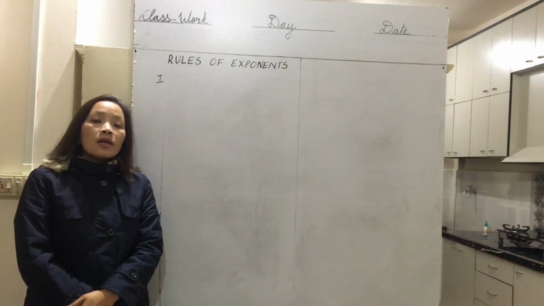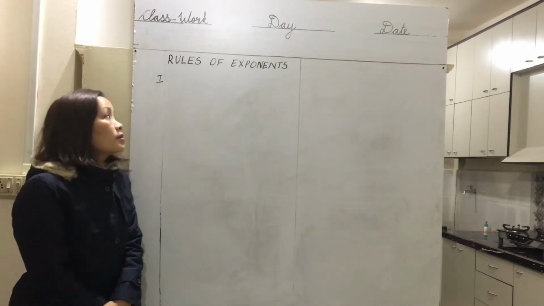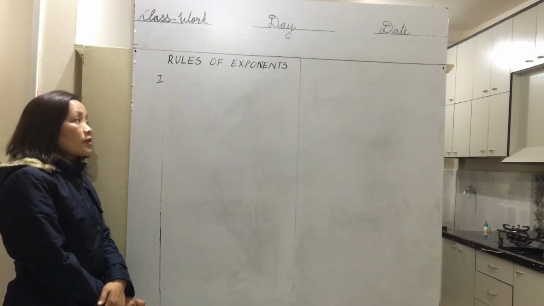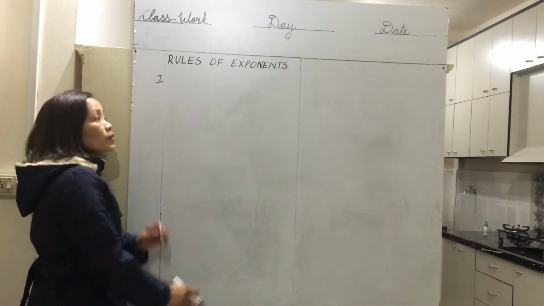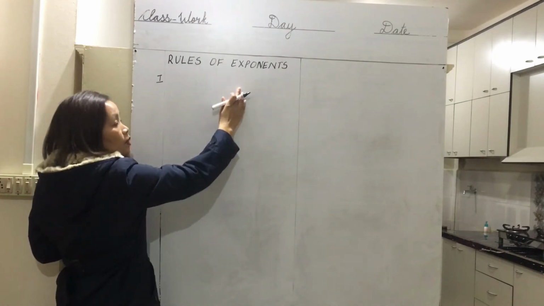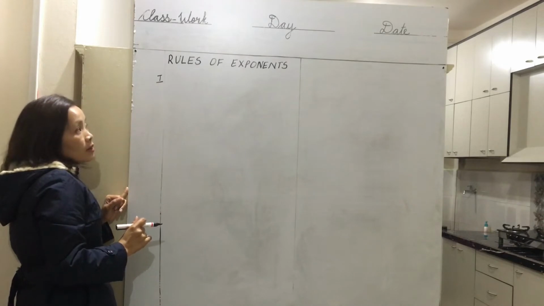Hello children, today we will be continuing lesson 6, powers and roots, and now we will be dealing with rules of exponents. I hope you still remember the meaning of exponents. Exponents is the same with powers, right? So there are certain rules in dealing with the exponents.